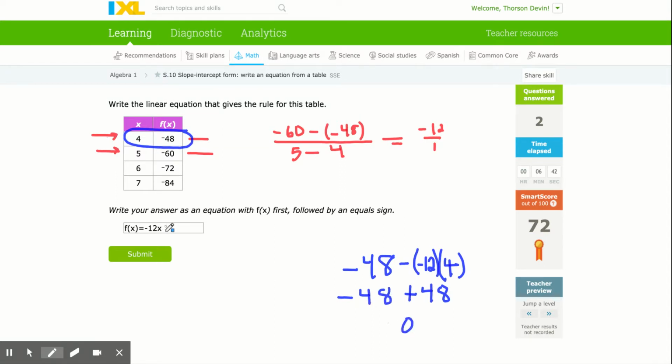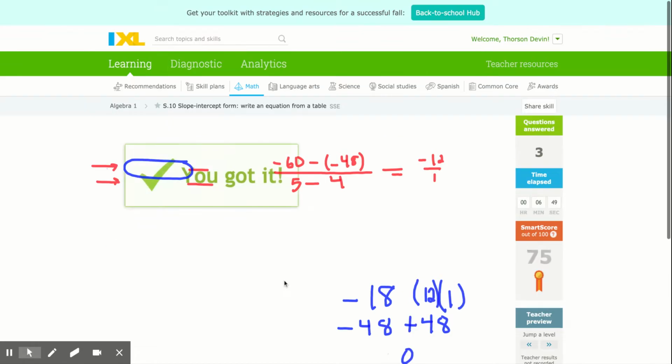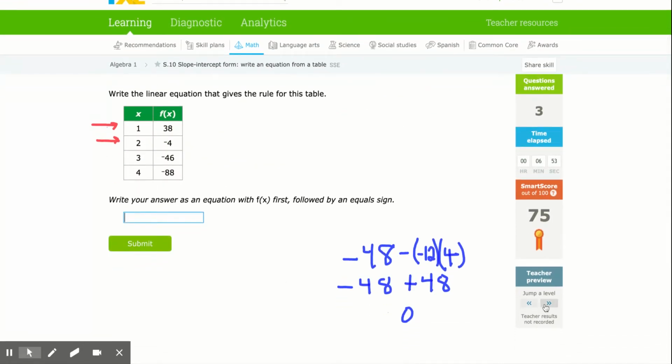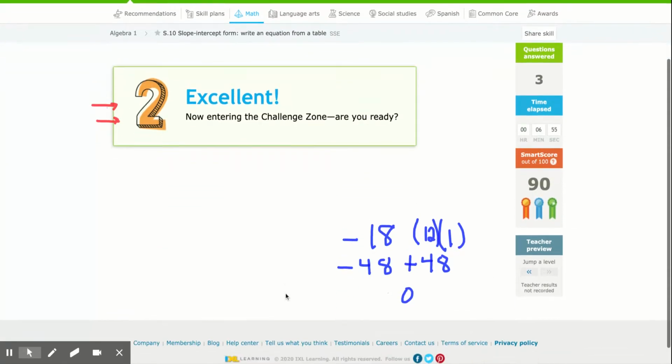So I don't have to type in a plus 0. That's the actual answer, is just what I have written there. Plus 0, which you don't need to write. You got it. All right. So again, let's just jump ahead and see if it gets any harder than that.